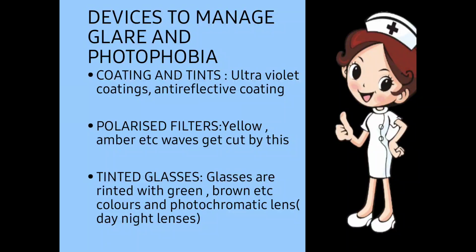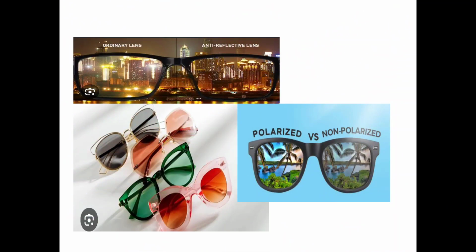Next one, devices to manage glare and photophobia. Some devices are used to manage glare as well as photophobia. First one is coatings and tints. Different types of coatings are given to spectacle glasses. You can notice here that these are ordinary lenses and these are anti-reflective lenses. Here the light gets spread, and after the anti-reflective coating they can control the glare, which will not harm the person.